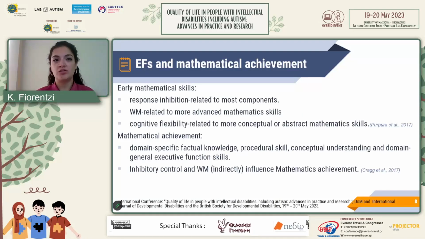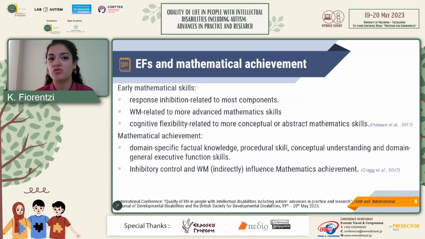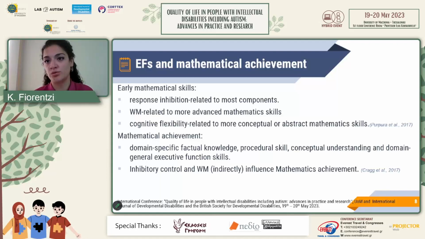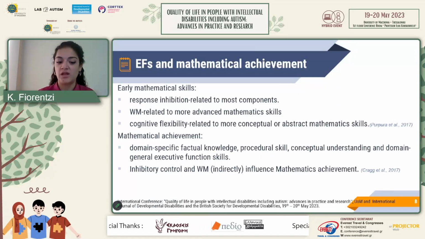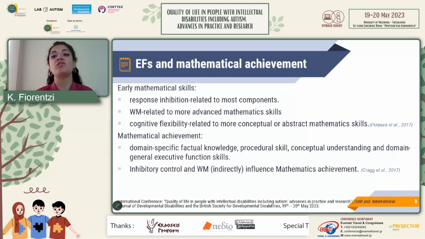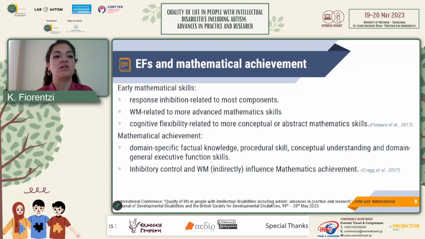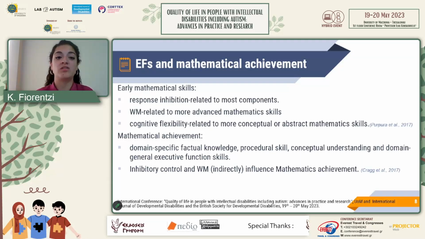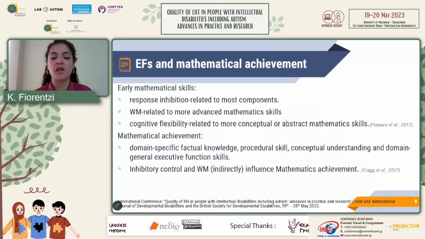Even in mathematical achievement, we see that executive functions play a fundamental role. In early mathematical skills, response inhibition is related to most components, and here we talk about components that regard the combination and the comparison of numbers and quantities. Moving on to working memory, it is related to more advanced mathematical skills, and cognitive flexibility is related to more conceptual or abstract mathematical skills.